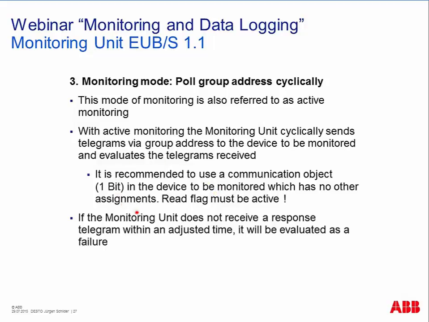You need any group object in the device to be monitored which can send a response to the EUBS. So for example, I take a status communication object from a switch actuator, I activate the read flag, and then I can read out the status, and the group object will send back its status. Whether it's 0 or 1, it's not a problem. It has to be a 1-bit group object where you can read out the value behind. For example, the status group object of a switch actuator.